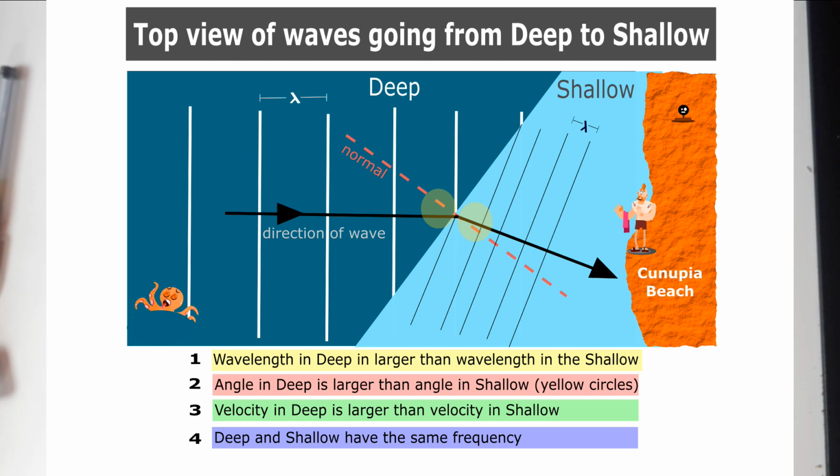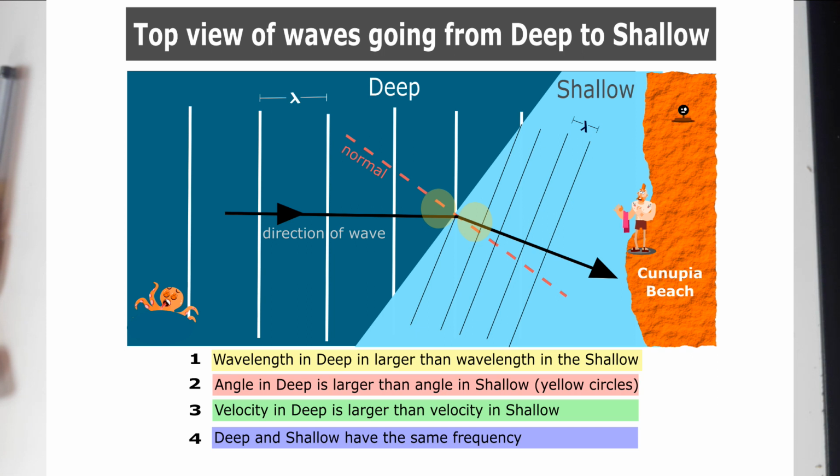Point 2. The angle in the deep is larger than the angle in the shallow. Now, what angle am I talking about? Whenever you have a boundary, if I were to draw a line perpendicular to that boundary, you'll see a red dashed line. That line is called your normal. The direction of the wave is indicated by the black arrows.